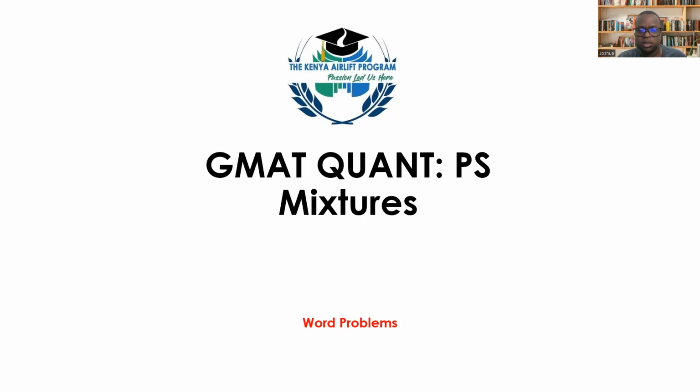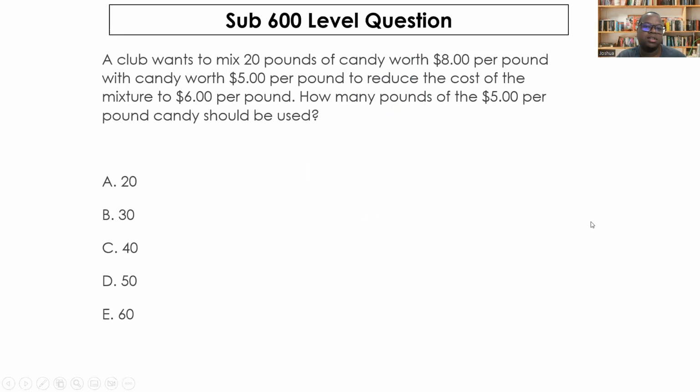So we'll take a look at these questions and see the various ways that you can approach them to be able to get to an answer. So without further ado, let's dive into it. The first category of questions you're looking at are sub-600 level questions. This is more or less a question which is not deemed to be difficult. Many should not have much difficulty getting the correct answer.